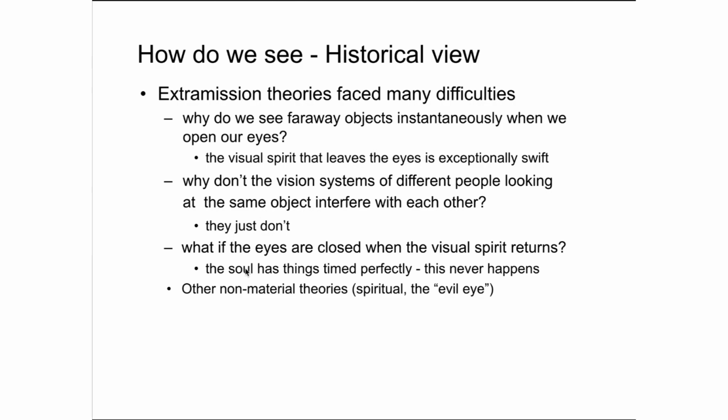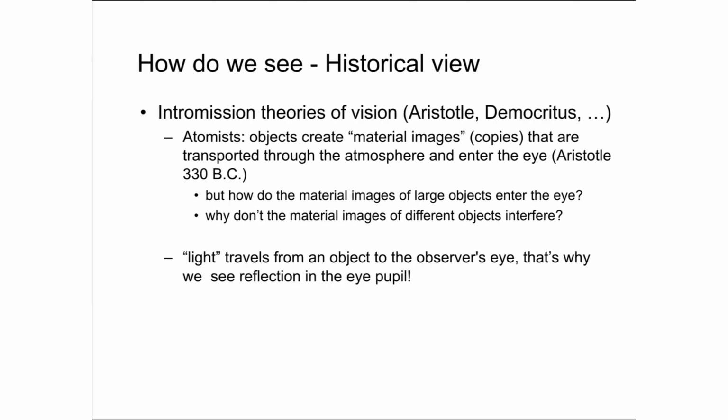The other one is, what if the eyes are closed when the visual spirit returns? For instance, if we are emitting lights to the target object, and if we instantly close our eyes before the return of that reflection, then will we be able to see something? The answer for this one is more related to the spiritual aspect of the human vision system. They might raise concepts related to the evil eye, the third eye, and something like that. Because of this, we could not use this theory of vision for scientific research.